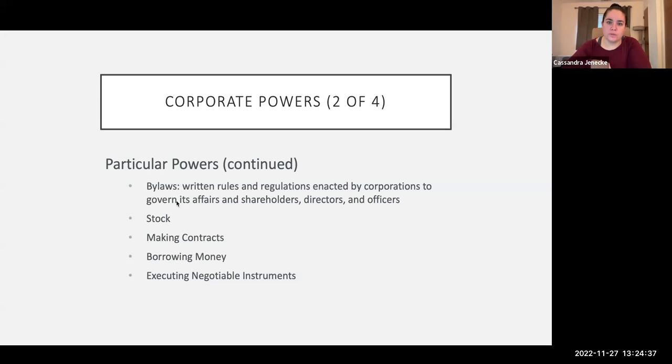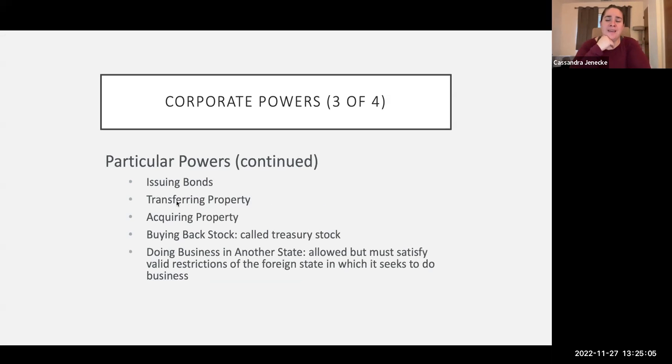So those are the written rules and regulations that are enacted by corporations to govern itself, its shareholders, so the owners, its directors, which are the board of directors that, it's in the name, direct the company in large decision making, and then the officers, who are your day-to-day folks who run the business. They have the power to issue stock, make contracts, borrow money, execute negotiable instruments. They can issue bonds, transfer property, acquire property. They can buy back ownership in itself. And if they buy back shares, those are called treasury stock.